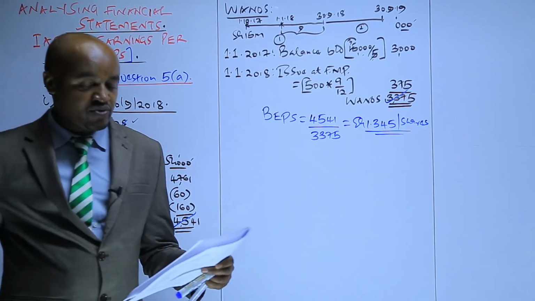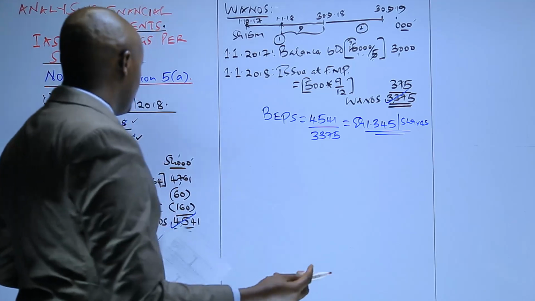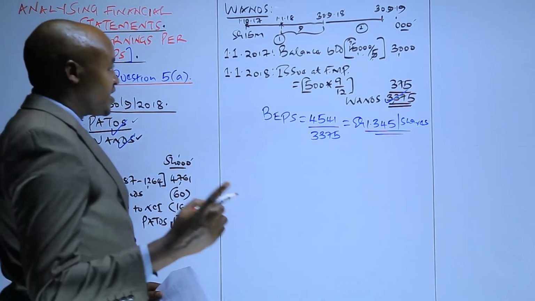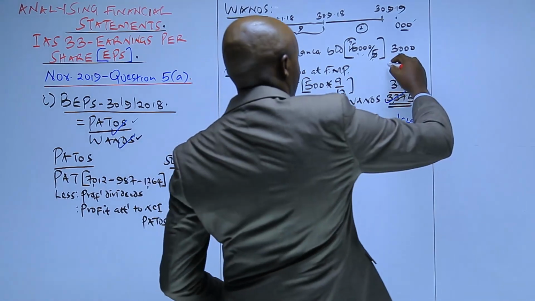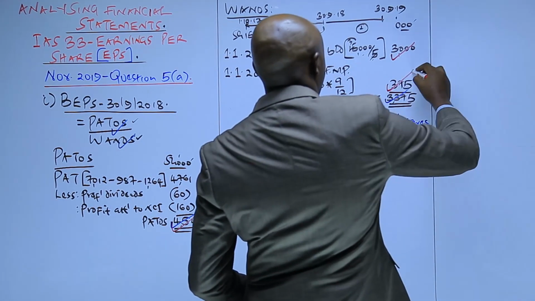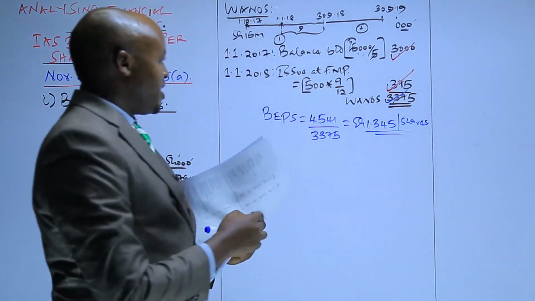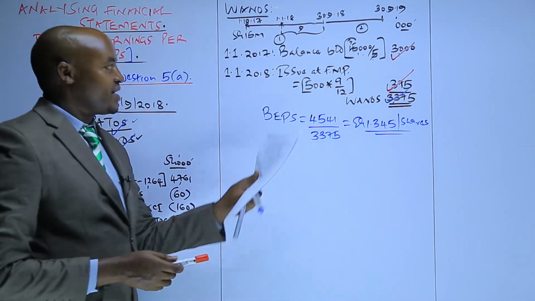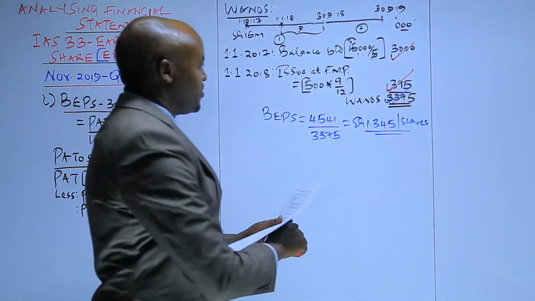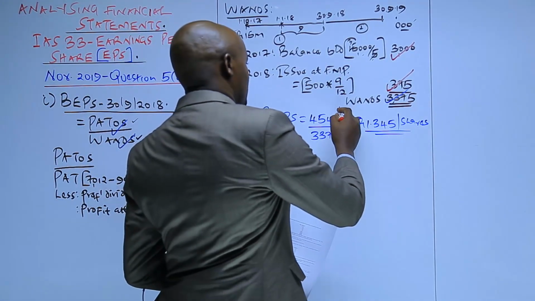And you can see the marks which were allocated there are 4 marks. Mostly what will be marked here is the PATOS. Were you able to get that figure correctly? And also this. Were you able to determine the shares issued and fully paid at the start? And also were you able to deal with those particular shares issued at full market price? Basically by doing that, you get your 4 marks.